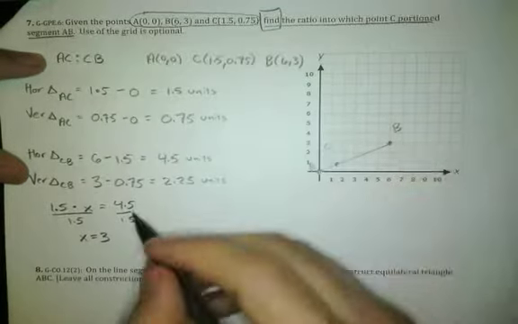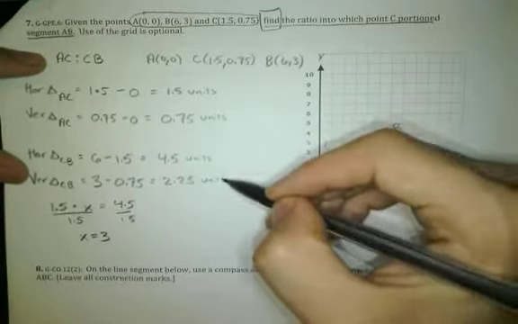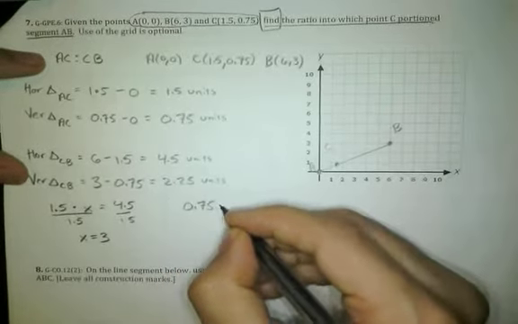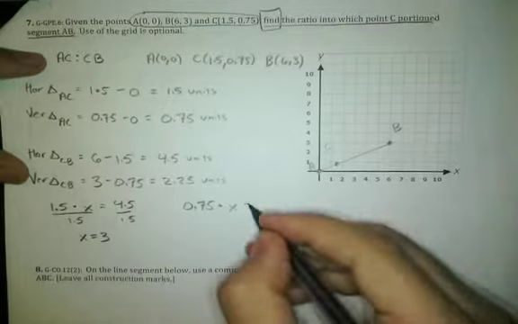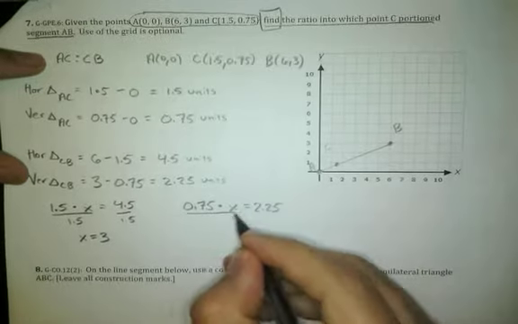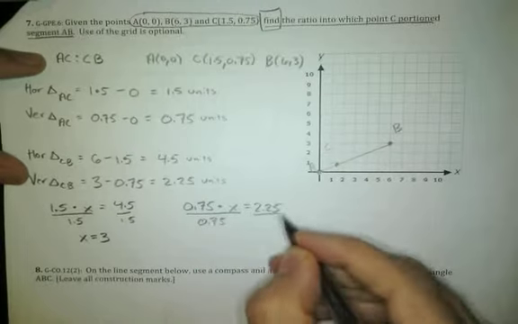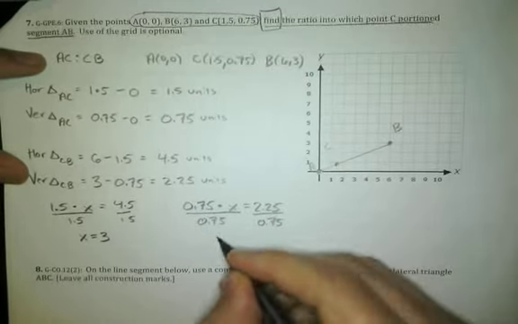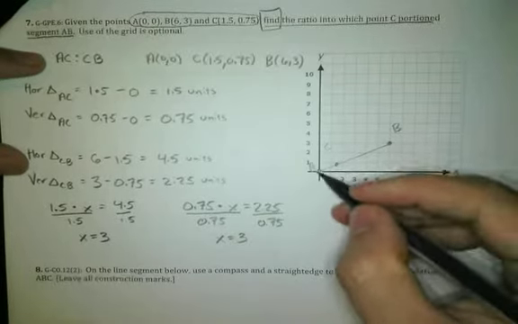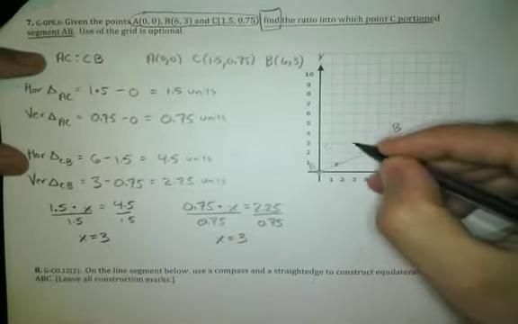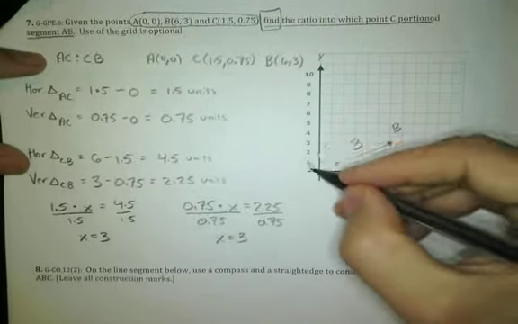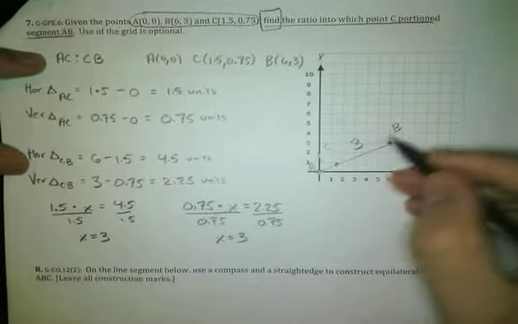I'm going to do the same thing for my vertical change. So I had 0.75, and hopefully, if this number x is 3, then it's going to be the same for both of those. So if I divide by 0.75 and I divide by 0.75, I get x is equal to 3. What that means, once again, is that segment CB is going to be 3 times larger than segment AC. So if it was one part here, this is going to be 3 parts.